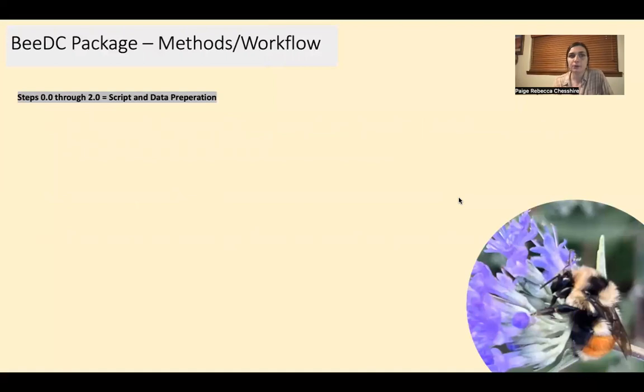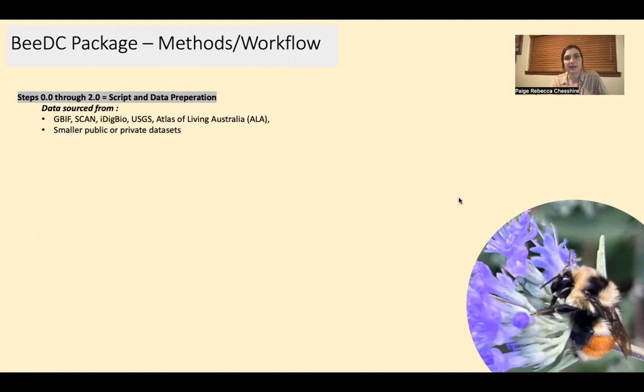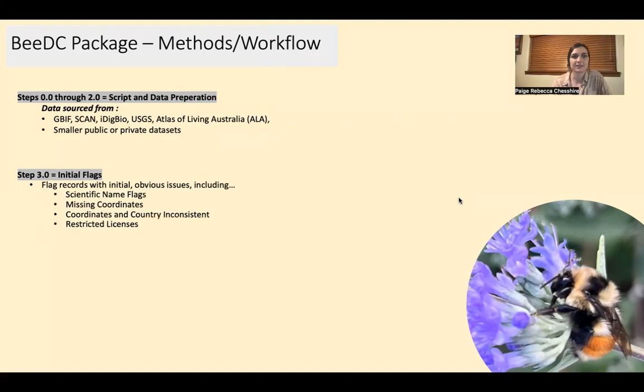So steps 0 through 2 are script and data preparation. Data was sourced from GBIF, SCAN, iDigBio, USGS, as well as some other smaller public or private data sets. Step 3 is initial flags, where records are flagged with initial obvious issues, like scientific name flags, or records that are missing coordinates, or coordinates and country don't line up.